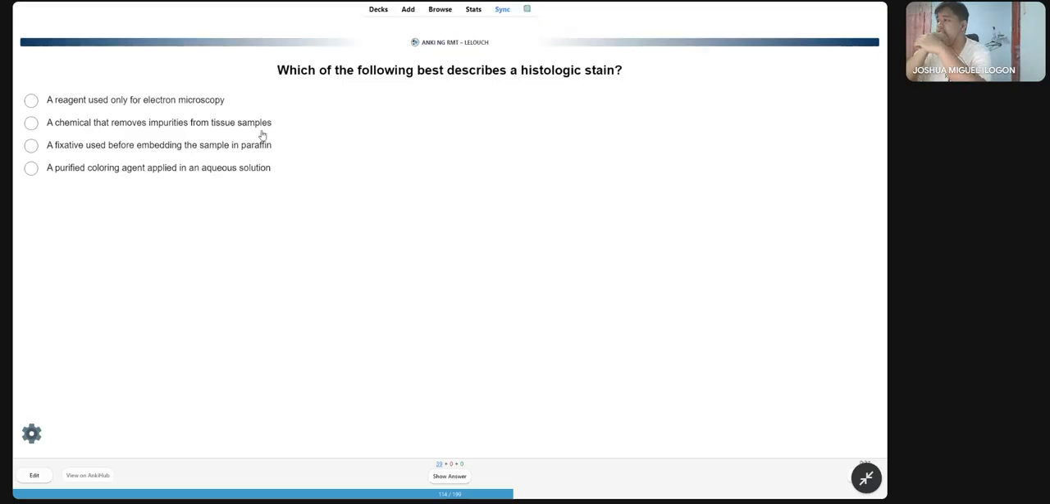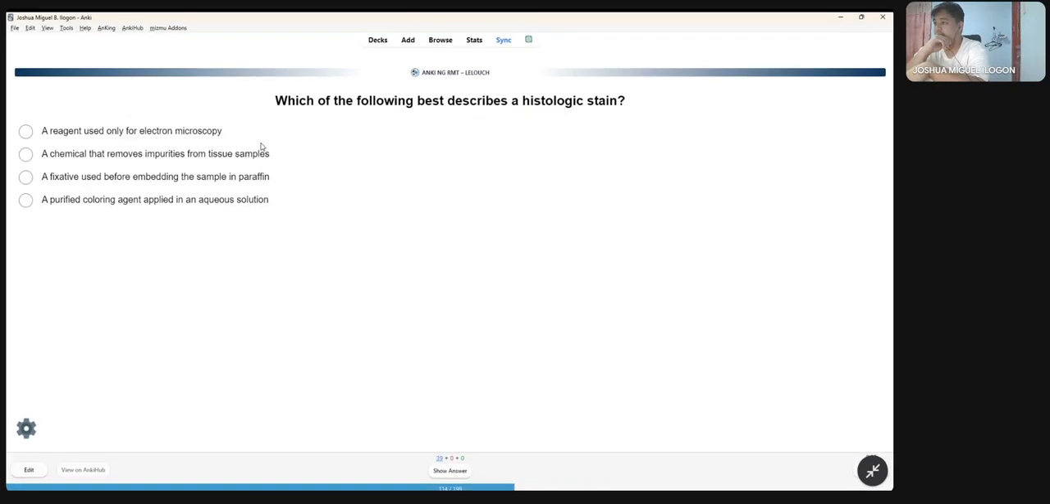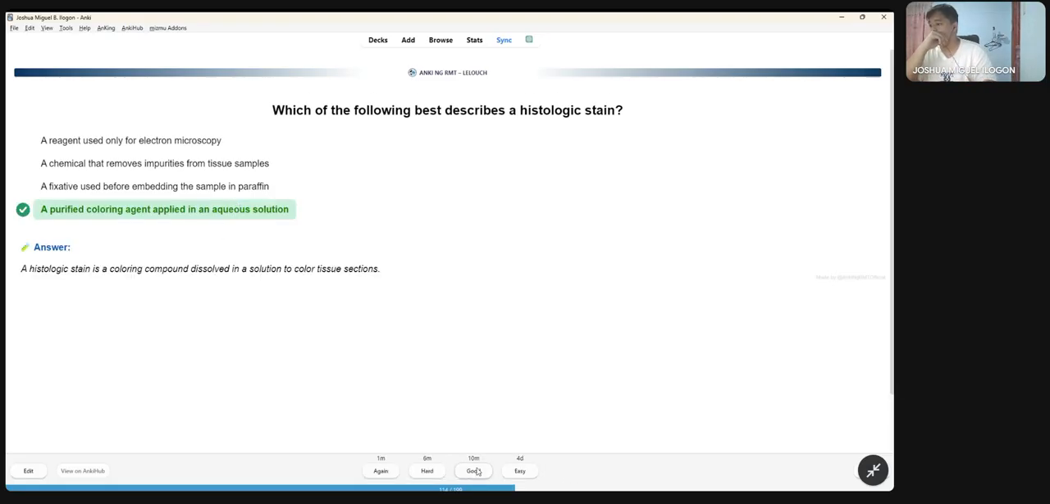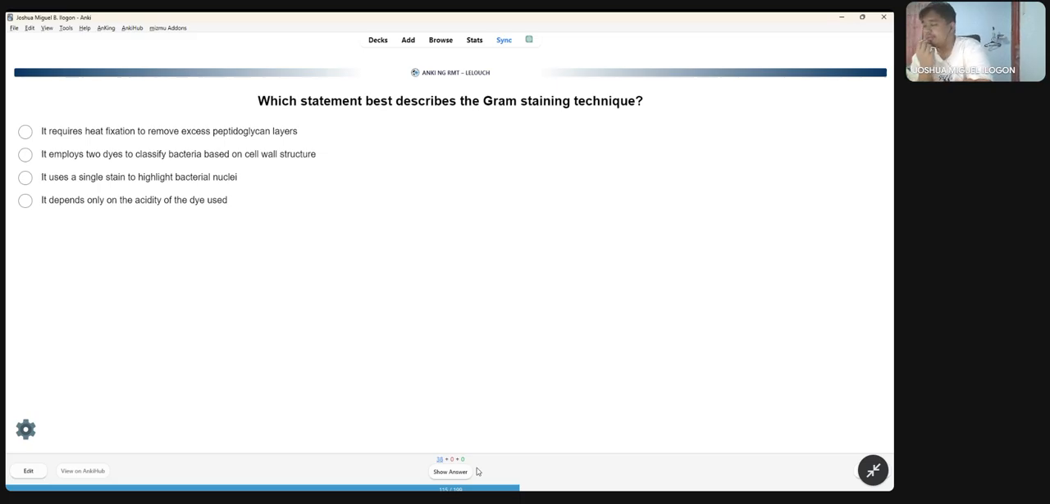So which of the following best describes a histologic stain? Yeah, D. That's D. I'm gonna be using my space bar to save on time. Which statement best describes the Gram staining technique? Employs 2 dyes to classify bacteria based on cell structures. Yeah.